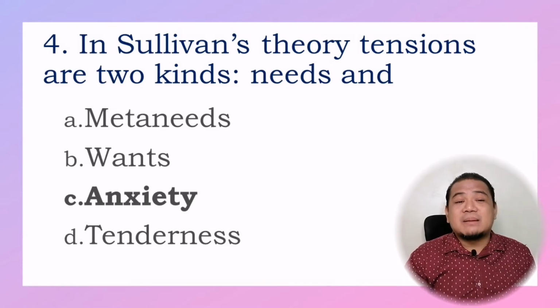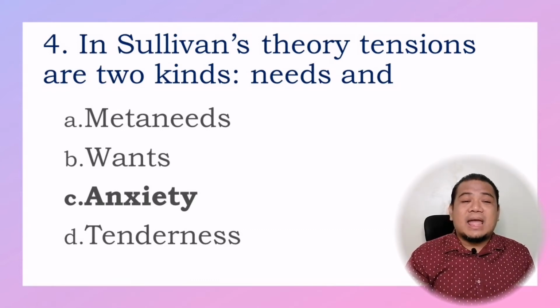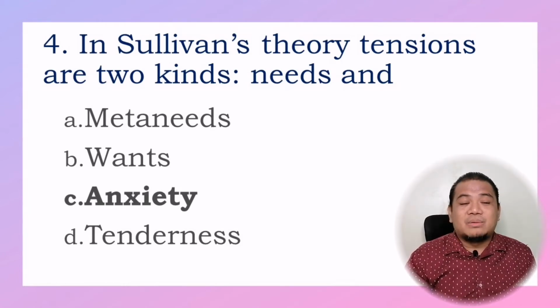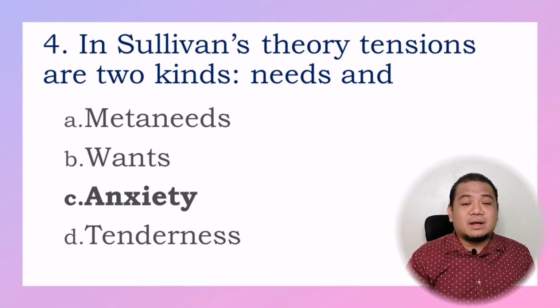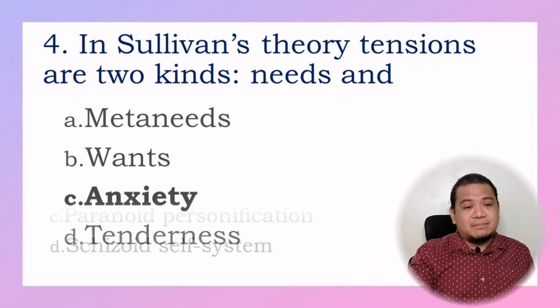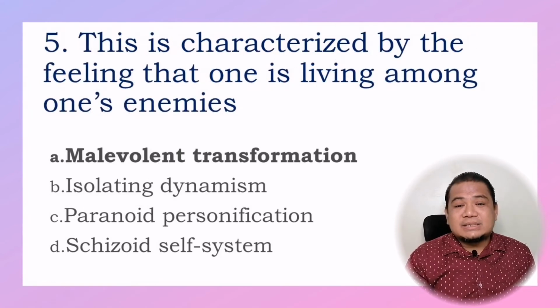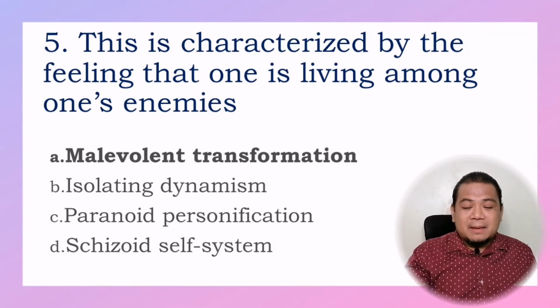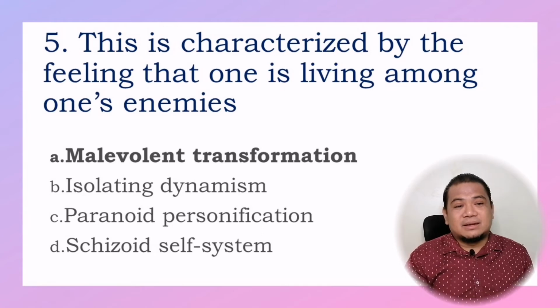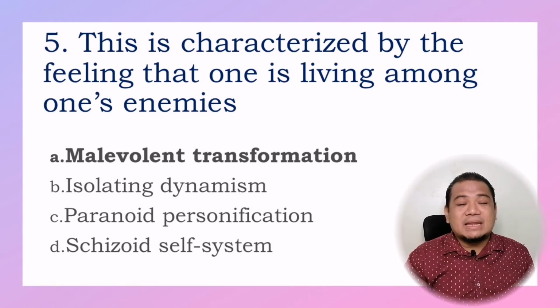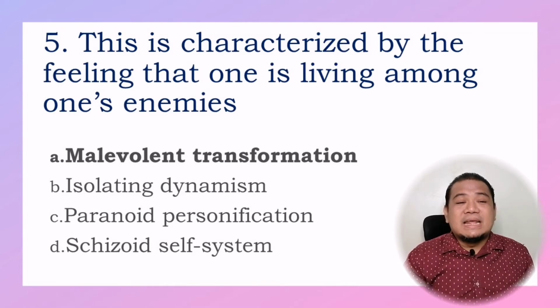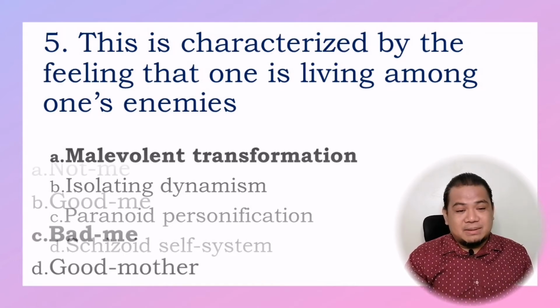Sullivan recognized two types of tension. These are needs and anxiety. Needs usually result in productive action, whereas anxiety leads to non-productive or disintegrative behavior. Number 5. This is characterized by the feeling that one is living among one's enemies. The answer is letter A, malevolent transformation. Malevolence is the disjunctive dynamism of evil and hatred, characterized by the feelings of living among one's enemy.